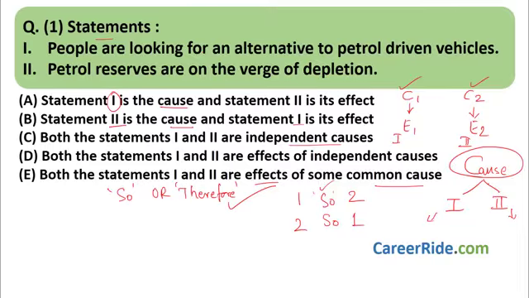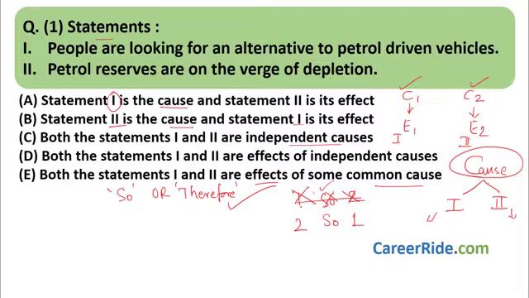So petrol reserves are on the verge of depletion. Now this does not make sense. Let's try with therefore. People are looking for an alternative to petrol driven vehicles, therefore petrol reserves are on the verge of depletion. Again, it does not make sense. So sentence 1 and therefore sentence 2 is not at all useful.